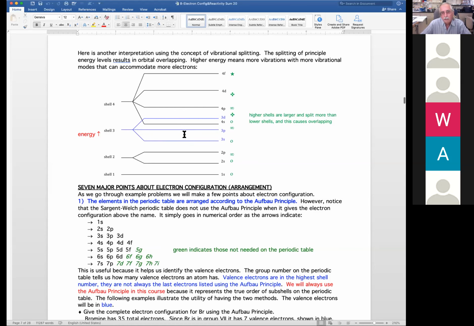In shell number 3, you hit that stick even harder. So when it starts to vibrate, there's a part where you can see it down here, you can see it up here, and sometimes you see it right here as it transitions between that way and that way. And then shell number 4 splits even more. And so if you go up now, you'll see that you start to get overlap between these energy levels. The 4s is a lower energy than the 3d. And again, they're apples and oranges. That's the reason why that happens. So hopefully you believe that.